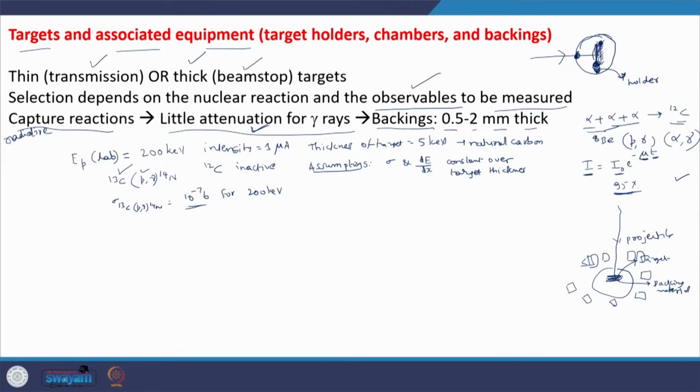And if I give you the stopping power of protons, when I say stopping power, what does it mean?